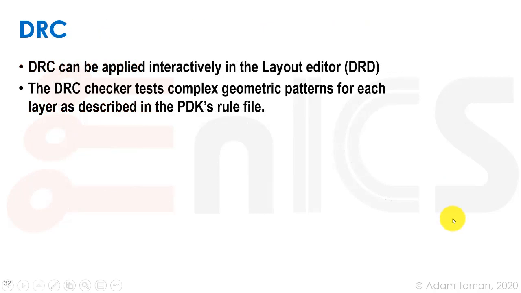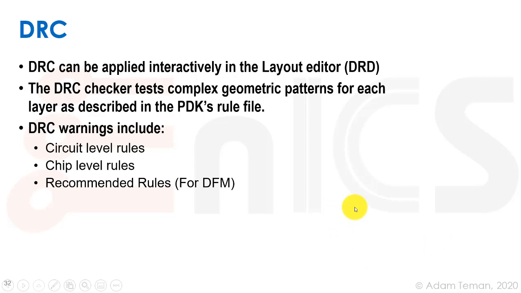Okay, so DRC, again, is design rule check. That's something that we want to run and make sure that we meet all kinds of minimum widths and spacing and so forth. We can apply it iteratively, often in the layout editor. Cadence calls this DRD. Okay, they're complex geometric patterns. They're described in the rule file of the PDK. There are circuit level rules, there are chip level rules, and there are recommended rules, and we have to deal with them and solve all of them if we want to tape out our chip.